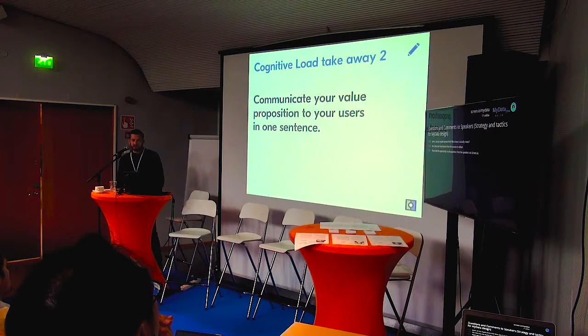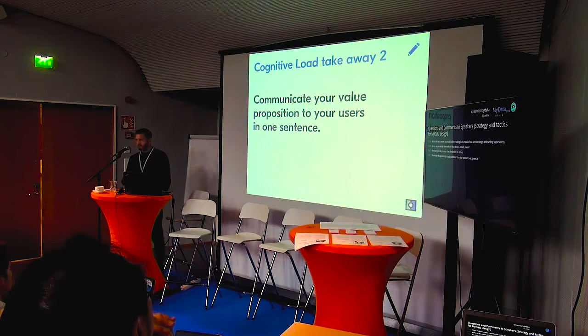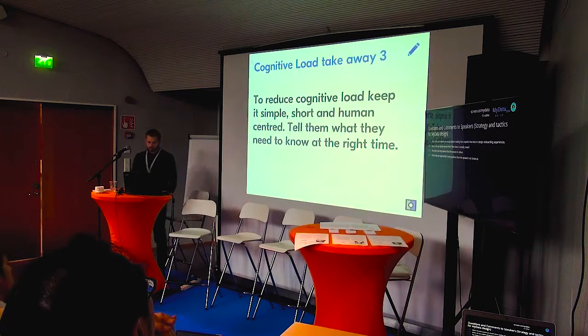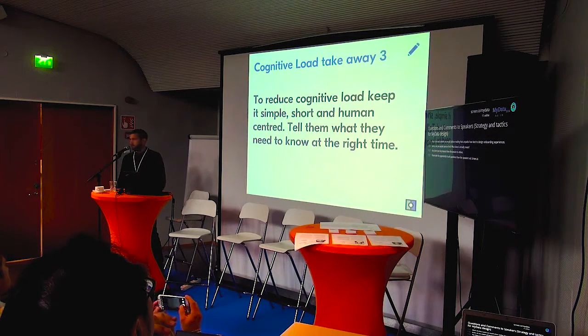And the second one is to communicate your value proposition to your users in one sentence. Now this is generally quite a hard challenge for people, but if you set out that transparent context up front to build trust, this will reduce cognitive load. And lastly, to reduce cognitive load, keep it short, simple, and human-centered. And make sure you tell them what they need to know at the right time.